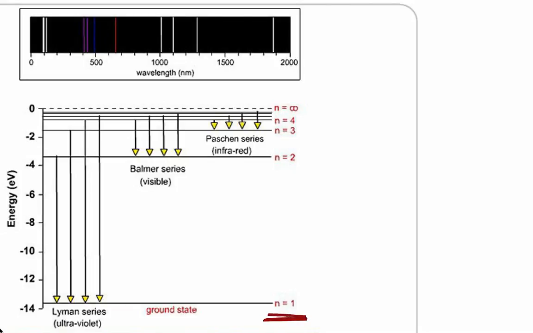So notice n=1 is what we call our ground state. This is principal quantum number 1, our ground state, energy level 1, n equals 1. Well, if we have an electron in our ground state, and we'll just look at this series first.